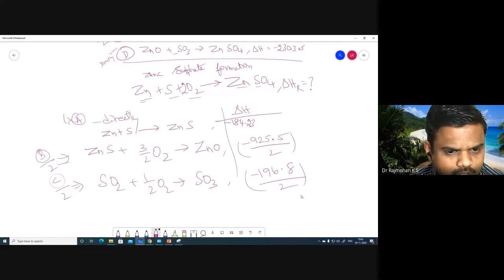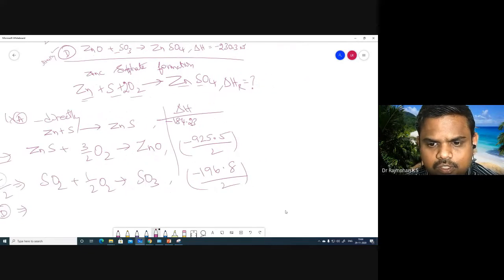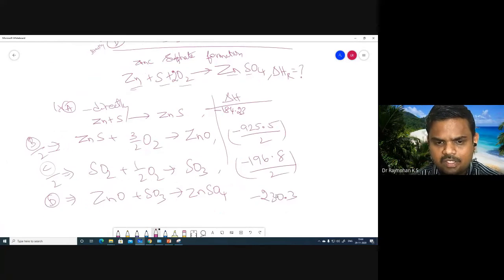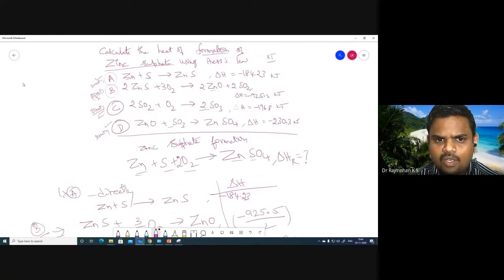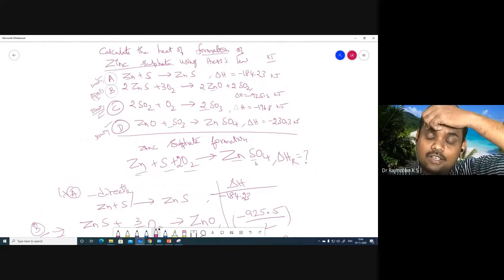Okay, let's proceed. So D can be written directly. It is minus 230.3. So we write zinc oxide plus SO3 giving zinc SO4. Remember, somebody asked me why we are dividing these 2 by 2. Why not multiply A and D by 2? Obviously we can do that. Anyway, you have to balance it. Overall it should become this equation for 1 mole of zinc sulfate formation.